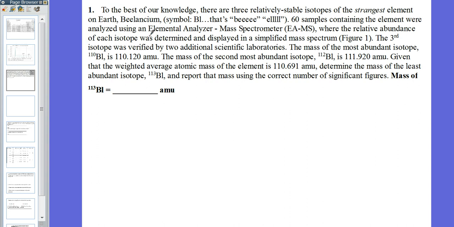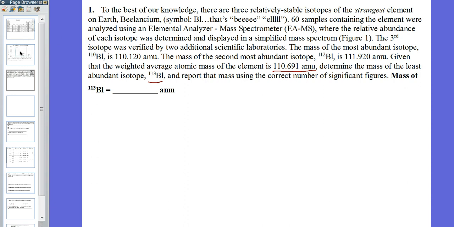There's this fictitious element, the strangest element on Earth, named B-Lancium, which you probably would agree with by this time in the semester. It was analyzed, and we have to determine the exact mass of a particular isotope of B-Lancium, Bl-113. We're given some information about the other two isotopes, Bl-110 and Bl-112, and we're given the weighted average atomic mass of the element. So when you put all the isotopes together with their abundances, it comes out to be that as a mass.